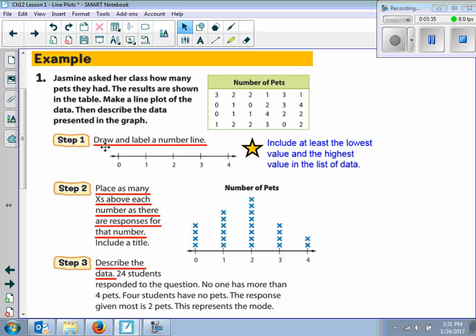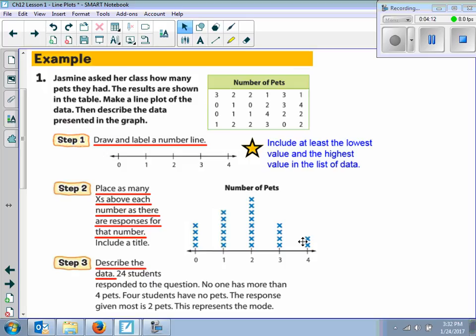So here they want to draw and label a number line. That's their first step. And when you do your number line, you guys see this little star right here? It says include at least the lowest value and the highest value in the data list. Okay, you can go further than that, but you have to have at least the lowest and the highest numbers in the data list. Then we're going to place as many X's above the number line as there are responses for that number. And here is what the line plot looks like.